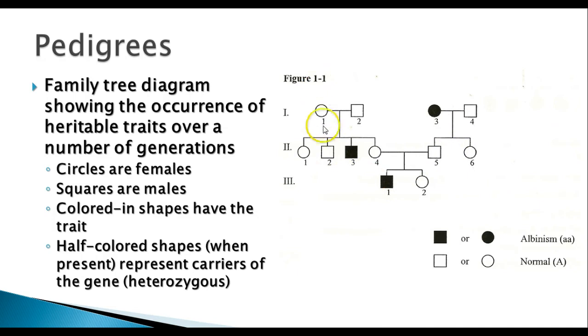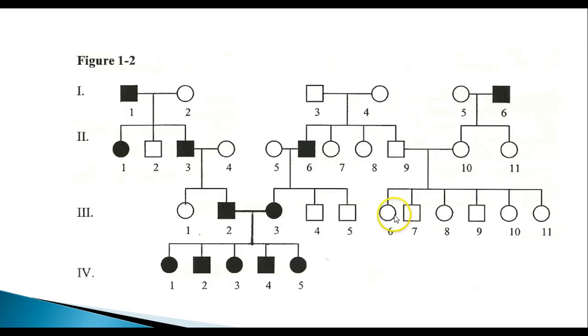You can track families over many generations like this. You refer to individuals in each row. This is generation 1, generation 2, generation 3, and so you can identify each individual by using the Roman numeral for the generation and the Arabic numeral for their person. So this person would be 1, 2, and this one would be 2, 4. This one would be 3, 2. Like that. Here's a more complicated one, same kind of thing.